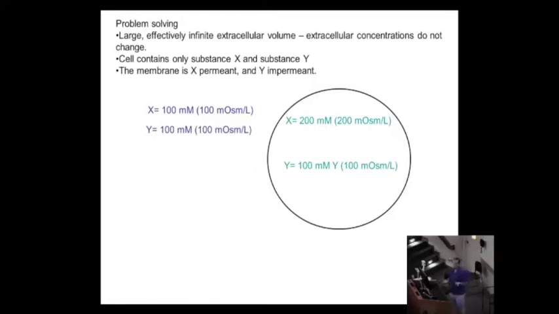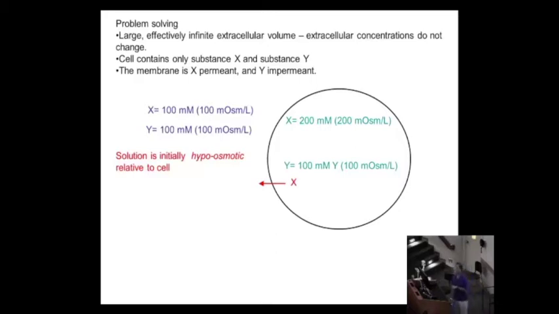But notice that X goes through the membrane, okay? So what happens is X moves from inside the cell to outside the cell. And eventually you get the same concentration inside and outside. So now, if I have the same concentration of X inside and outside, and Y is my impermeant molecule, and it's the same on both sides. Now, what's the tonicity of the solution? Will the cell swell, or will it shrink, or will it be the same volume as when you started?